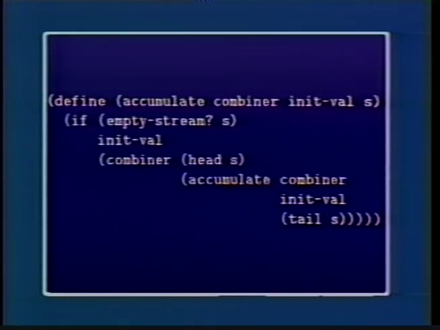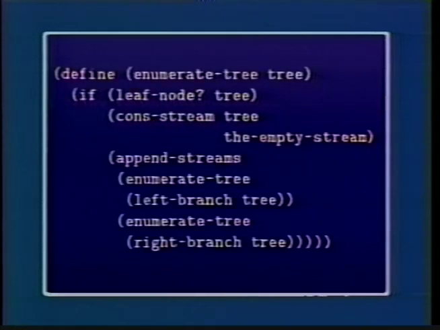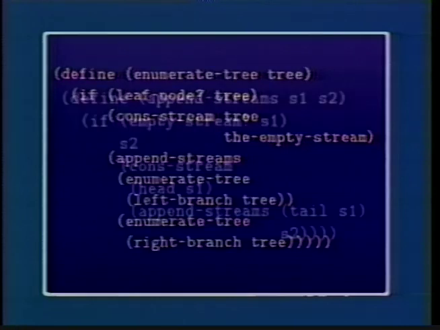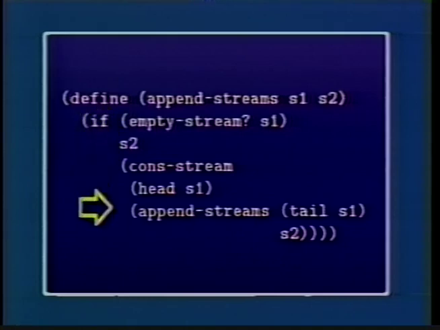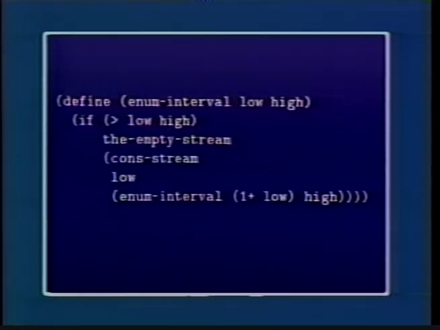So that's what I'd use to add up everything in the stream. I'd accumulate with plus. How would I enumerate the leaves of a tree? Well, if the tree is just a leaf itself, I make something which only has that node in it. Otherwise, I append together the stuff of enumerating the left branch and the right branch. And then append here is like the ordinary append on lists. You can look at that. That's analogous to the ordinary procedure for appending lists. How would I enumerate an interval? This will take two integers, low and high, and generate a stream of the integers going from low to high. And we can make a whole bunch of pieces.